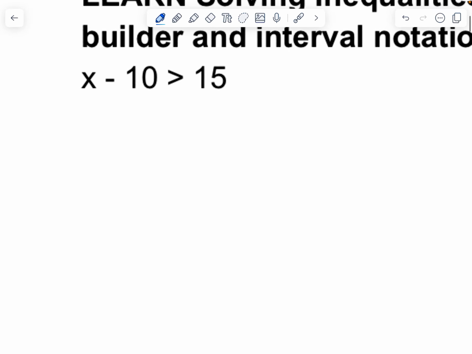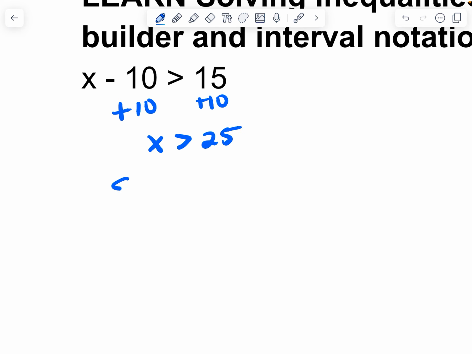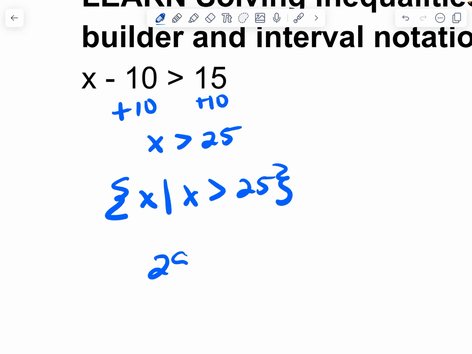So we're going to solve these. I'm going to add 10 to both sides. I get x is greater than 25. If I wrote it in set builder, x such that x is greater than 25. If I'm going to write it in interval notation, I write 25, and it gets bigger, so that's this. It's going to be a parenthesis for sure there, and because it doesn't say or equal to, it's going to be a parenthesis on this side.